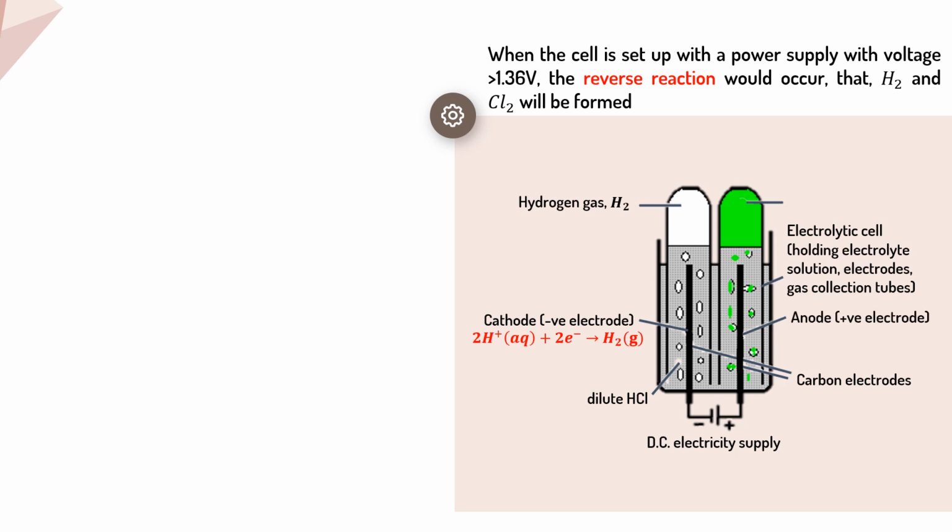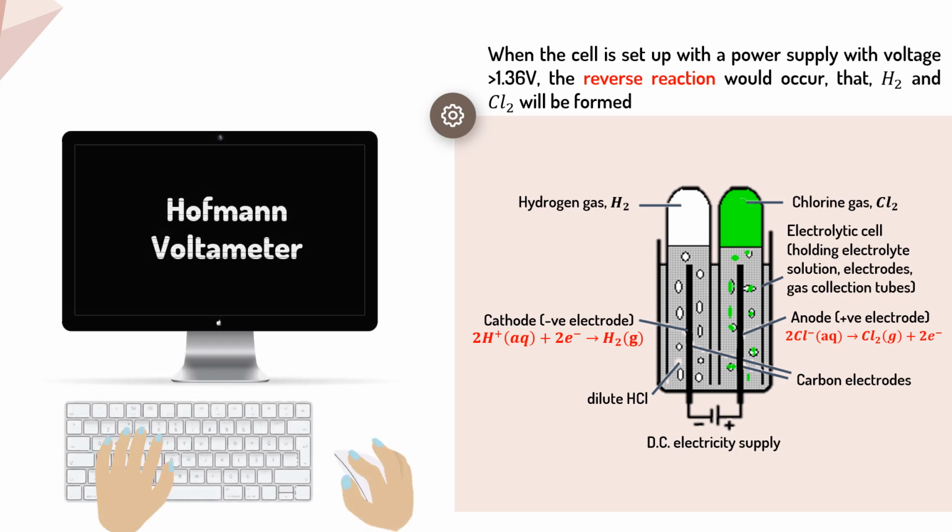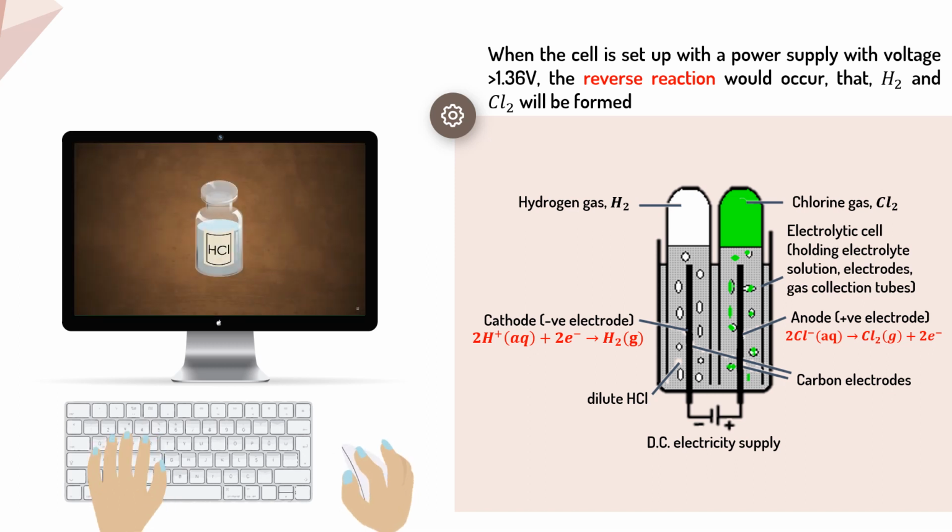The positive anode attracts both the hydroxide ions, OH-, from water and chloride ions, Cl-, from hydrochloric acid. But only the chloride ions are discharged in appreciable quantities. Chloride ions are oxidized by the electrons lost to form chlorine gas at the positive electrode. We can demonstrate the electrolysis of hydrochloric acid using the Hofmann voltameter as shown in the video.